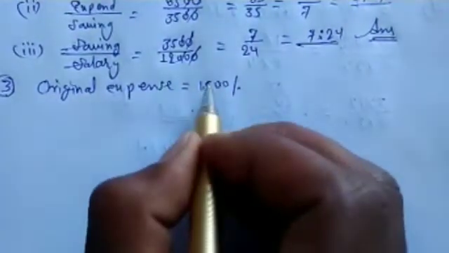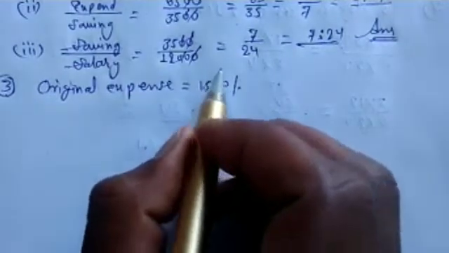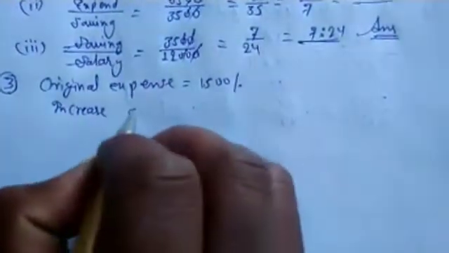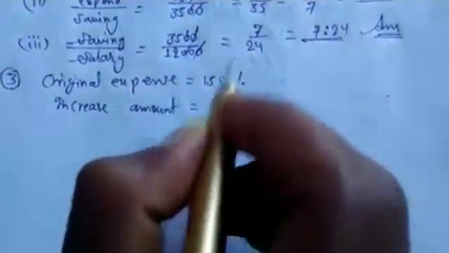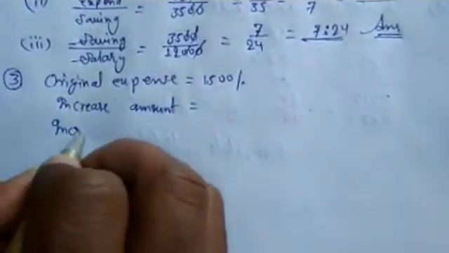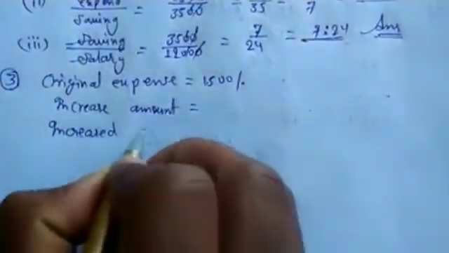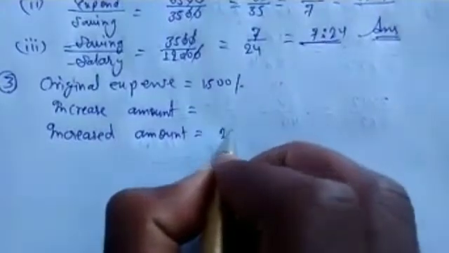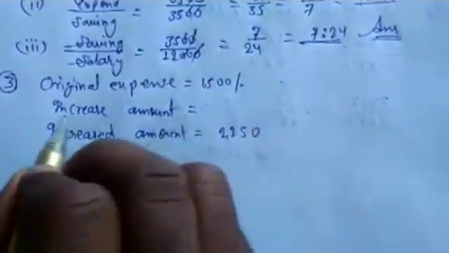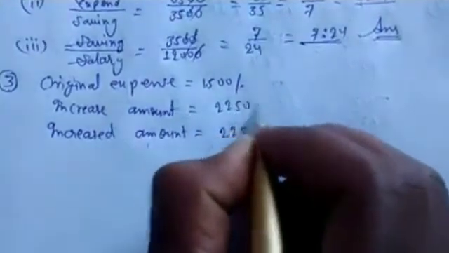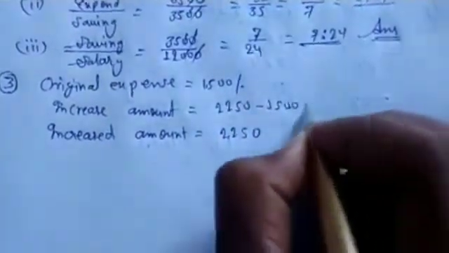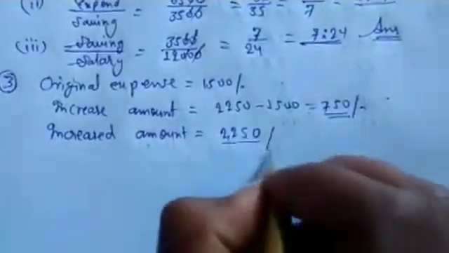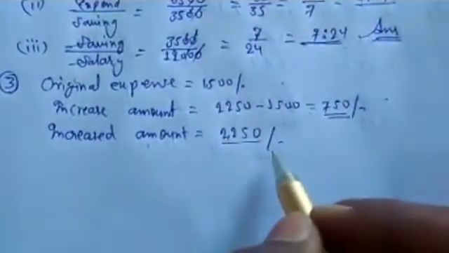Increase from 1500 to 2250, it means increased amount. After increase, that was 2250. So what is the increase? After the increment, subtract the basic, means 750. This is the increase, and this is the basic, means original.